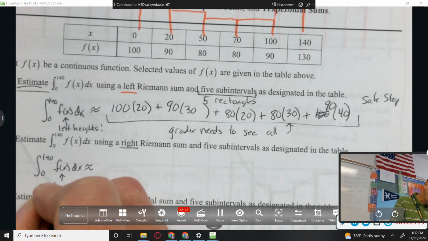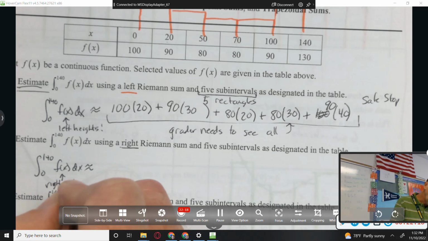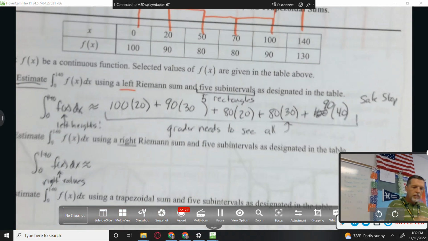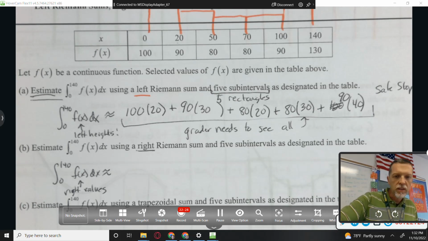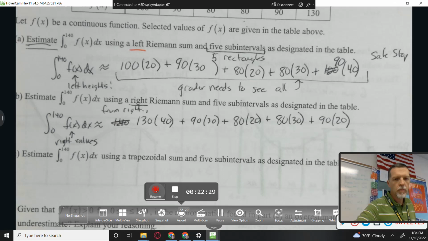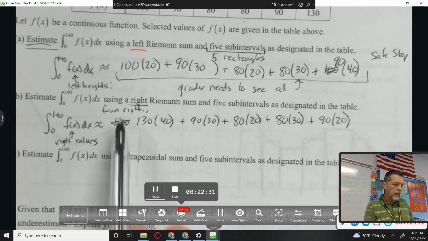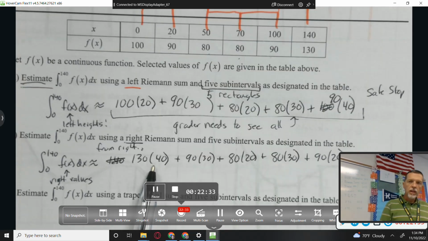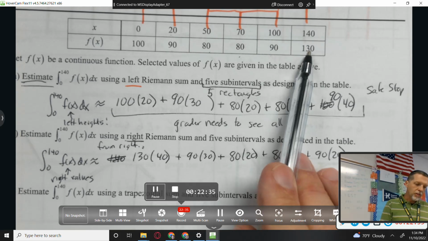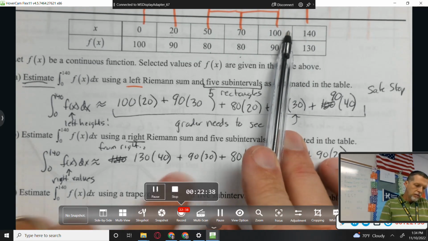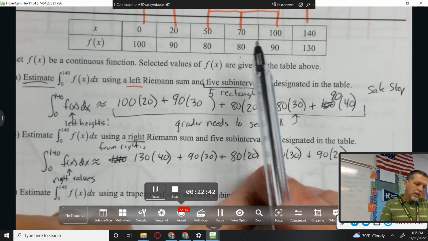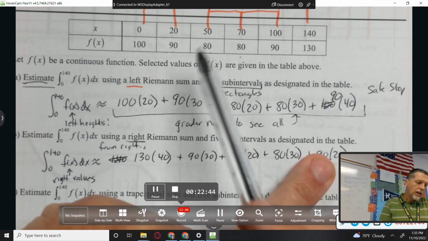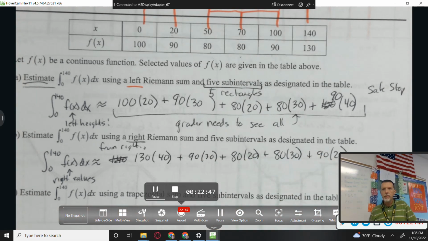So we use the right values. Okay, so same intervals, but now you're going to use the right values. I'm going to press pause and let you see if you can complete this one. So I came from the right hand side. First right rectangle was height of 130, width of 40. Height of 90, width of 30, height of 80, width of 20, height of 80, width of 30, height of 90, width of 20.